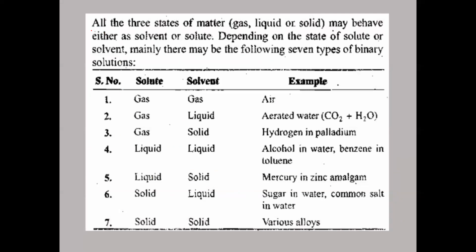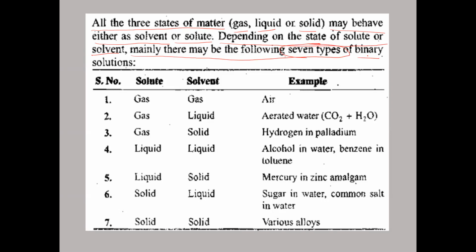Now, all the three states of matter, that is gaseous state, liquid state, and solid state, may behave either as solvent or solute. So the solute may be in gaseous state, liquid state, or solid state. Otherwise, the solvent may be in gaseous state, liquid state, or solid state. That is what they said here. Depending on the physical state of solute and solvent, there may be mainly the following 7 types of binary solutions.